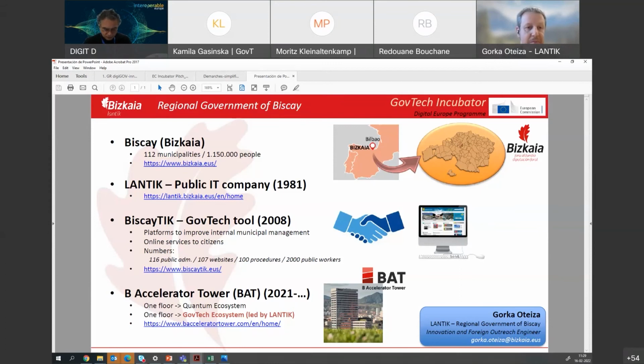The Biscay government created Lantik 40 years ago; in 2021, we were 40 years old. It's a public IT company, and what we do is provide GovTech services. We've been doing GovTech since we were created, even before it was called GovTech. But in 2008, the government founded another entity in Biscay, which is the main GovTech tool the government has had up to this moment. We saw that the municipalities were very different.